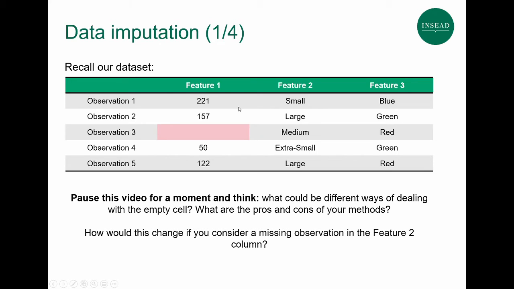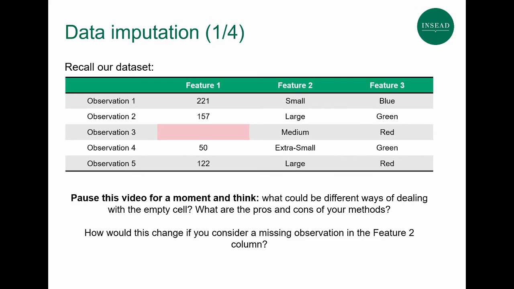So pause this video for a moment and think, what could be different ways of dealing with this empty cell? What are the pros and cons of your methods? How would this change if you were considering a missing observation in the feature 2 column? Would there be any difference? Any difference between numerical and categorical? I'll let you think about that, so pause this video and then come back to it once you have an answer to this question.